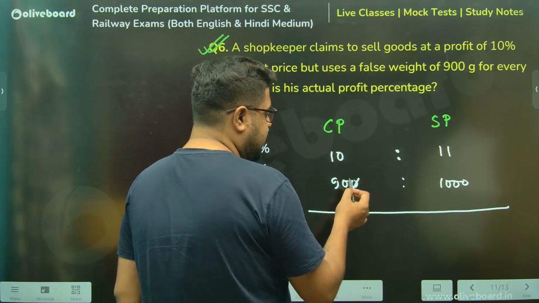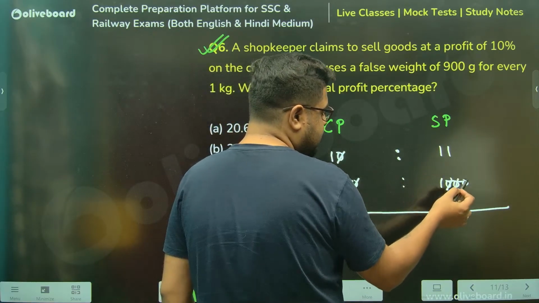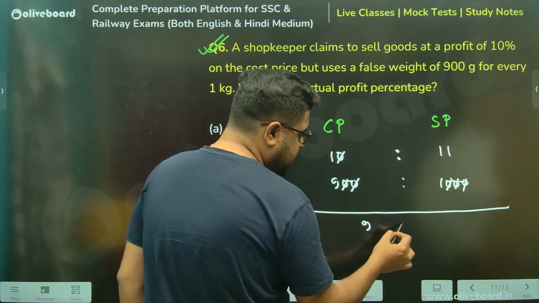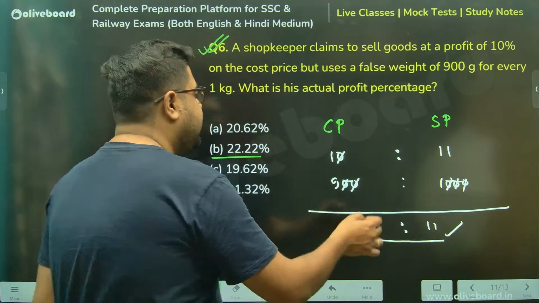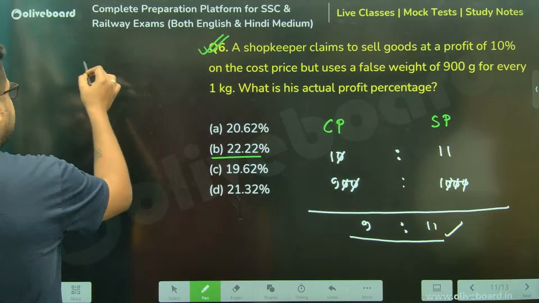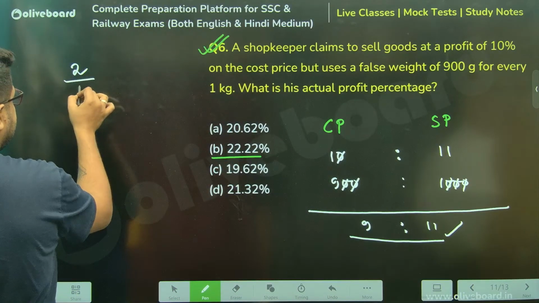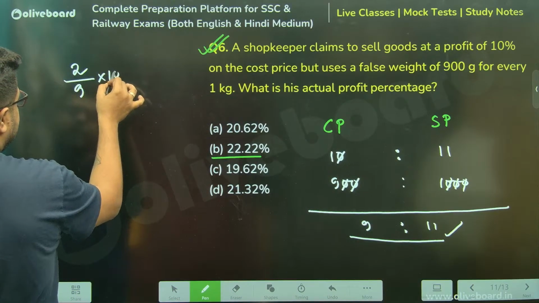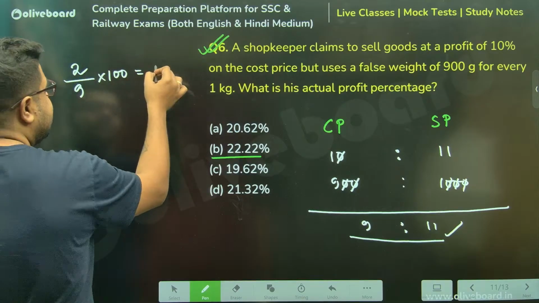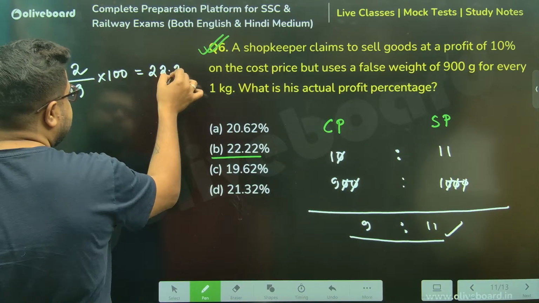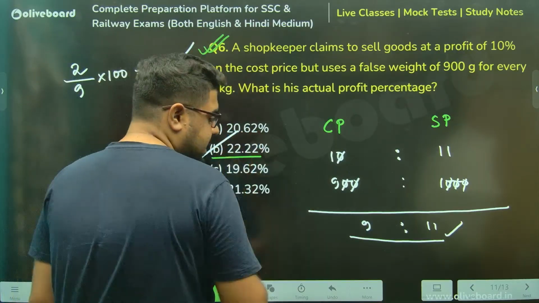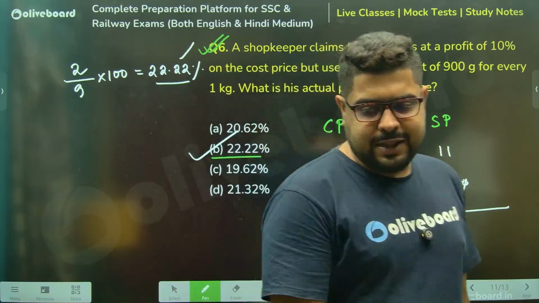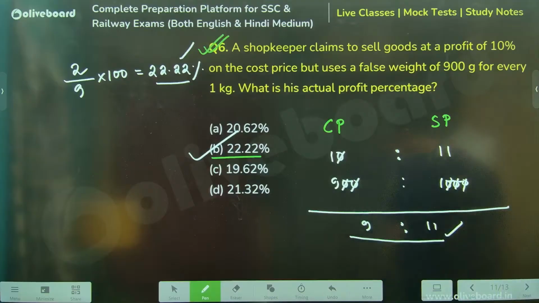So let's calculate. So the ratio becomes 9:11. So profit of what? CP 9 rupees, SP 11 rupees. 2 rupees profit out of 9 into 100. Sir, every 1 by 9 is 11.11, so 2 will be 22.22. That's your correct answer. If you know the concept, this was probably the easiest question that we did so far.